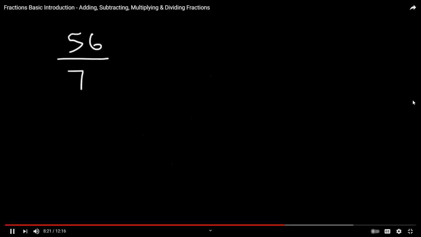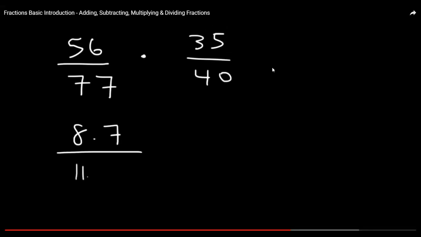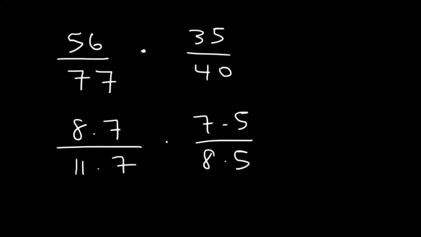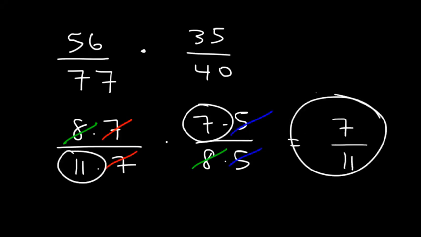Try this one. Multiply 56 over 77 by 35 over 40. Now 56 is 8 times 7, 77 is 11 times 7, 35 is 7 times 5, and 40 is 8 times 5. So we can cancel an 8, we can cancel a 7, and we can cancel a 5, leaving the final answer of 7 over 11. So now you know how to multiply two fractions.